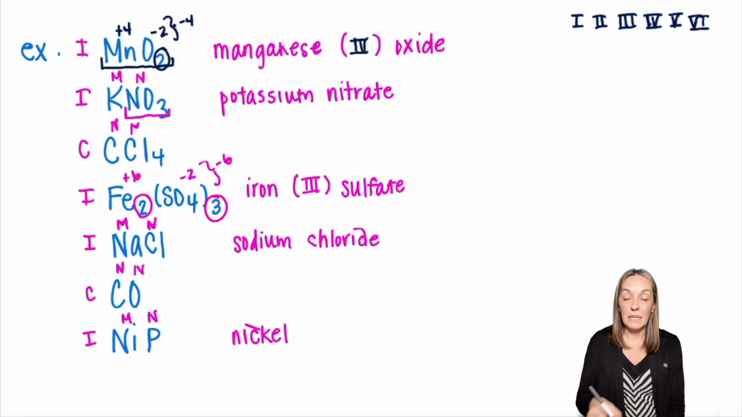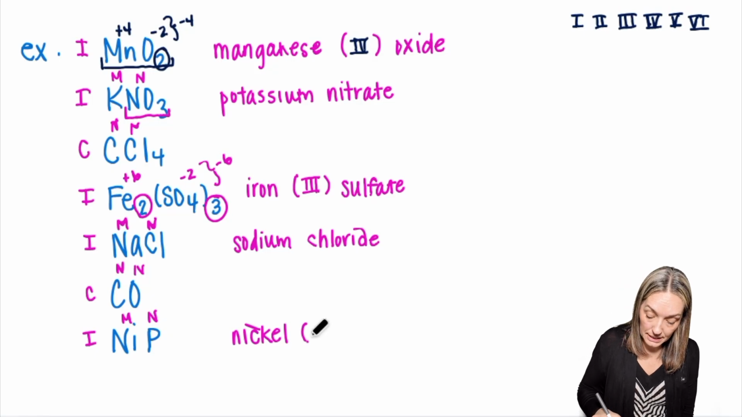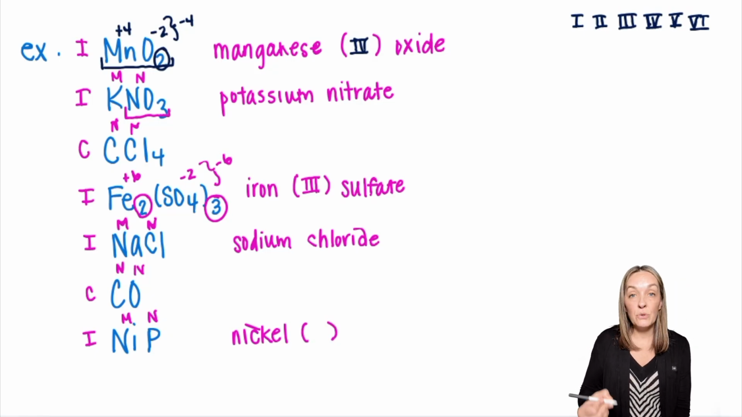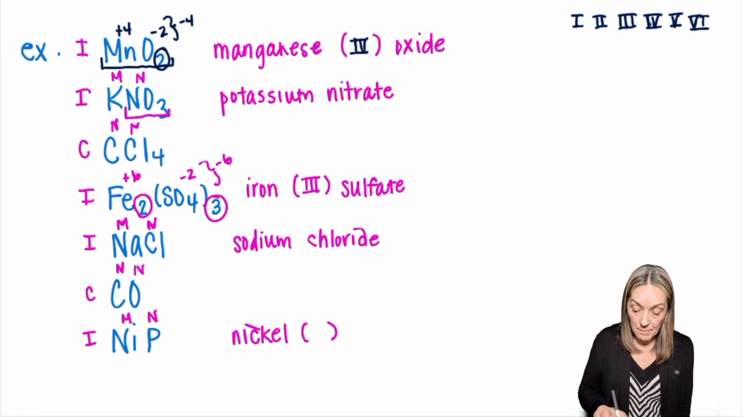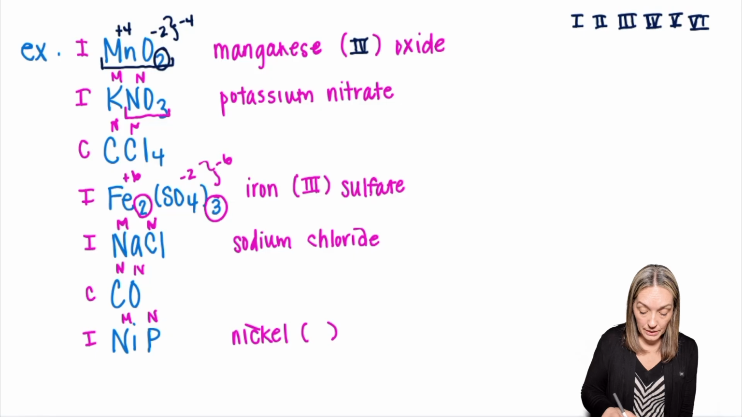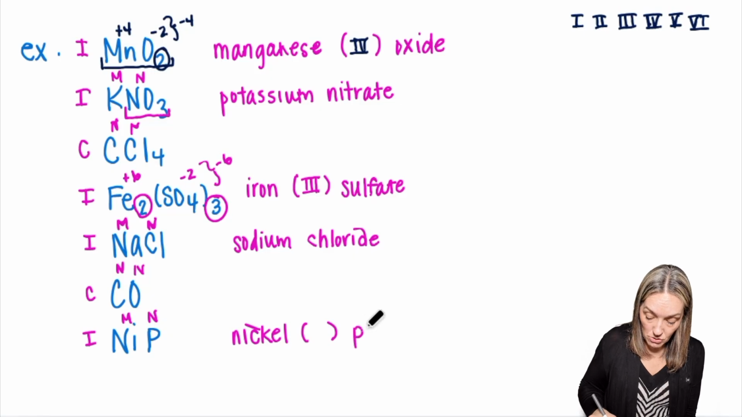When I go to the periodic table, I see that nickel is a transition metal, and because it's a transition metal, I do need to include Roman numerals to show the charge of the nickel. I'm going to leave a space for that and come back to it. And P is my nonmetal. P is phosphorus, but I'm going to change the ending to phosphide.